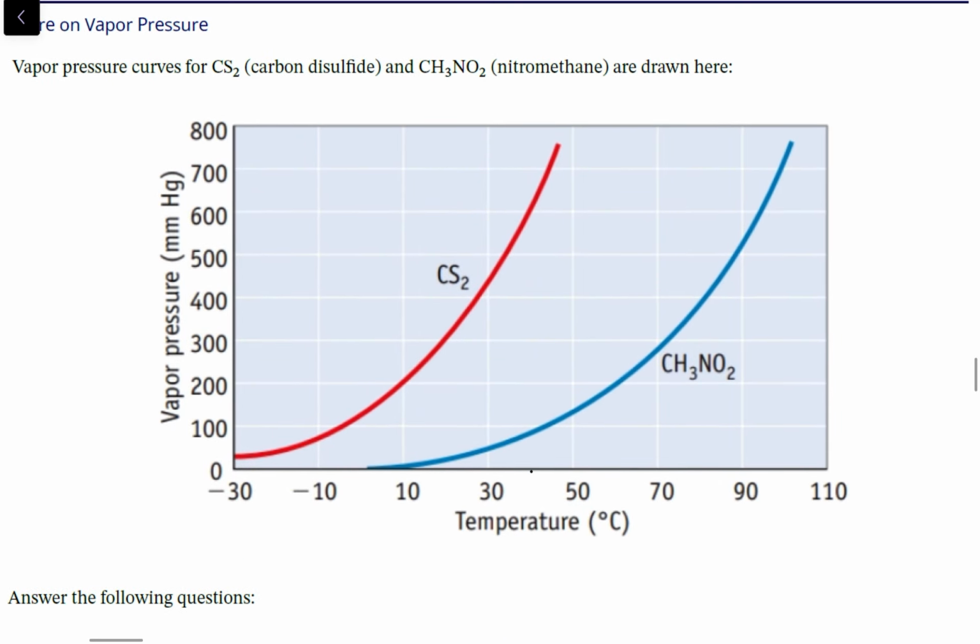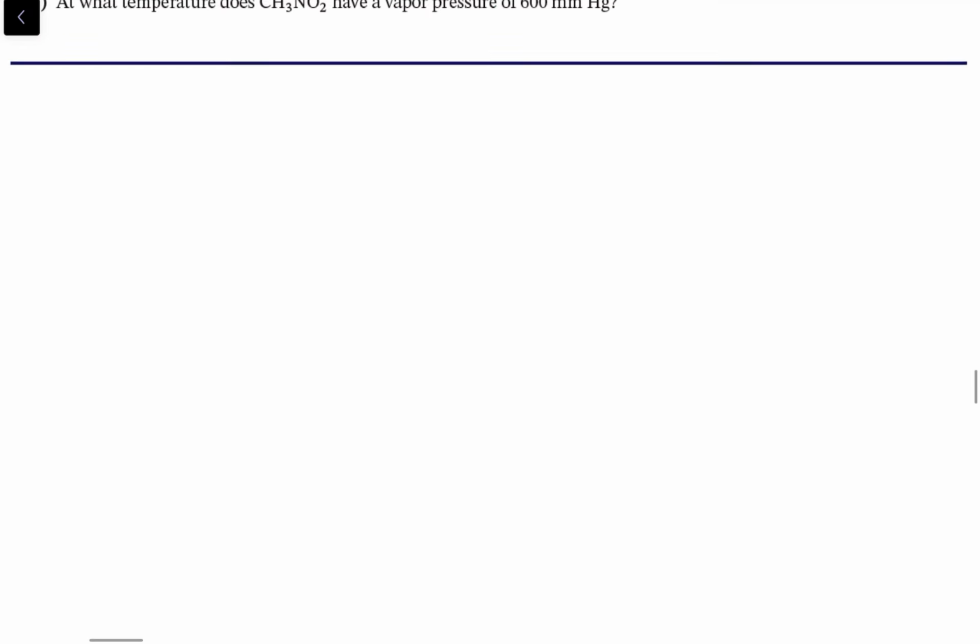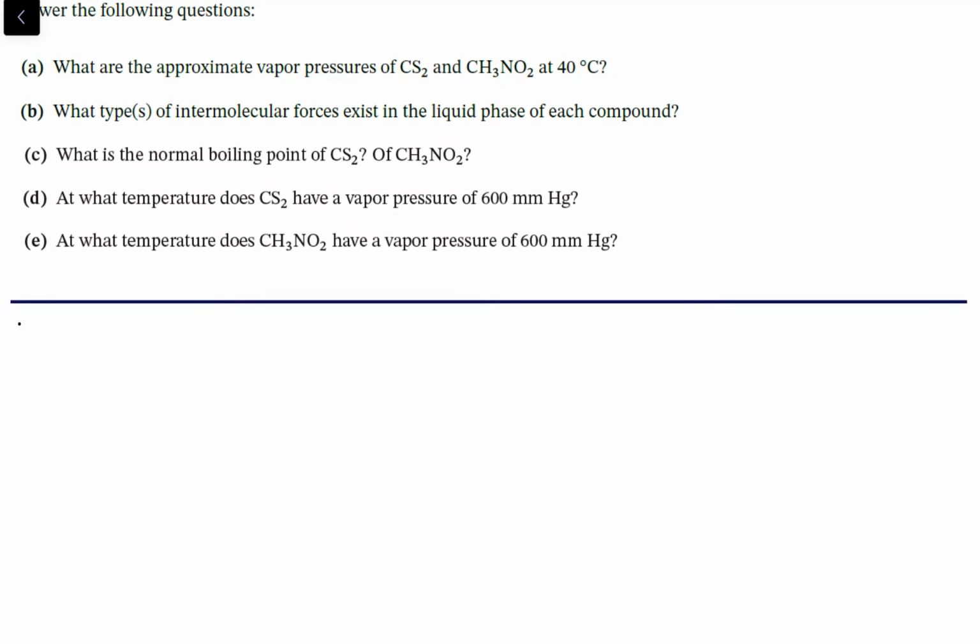So basically what we do is we draw a line here at 40 degrees Celsius, and we read off where they intersect the graph. So for the nitromethane, it's 100 millimeter mercury, or the exact value is apparently 90, and for the carbon disulfide, it is 600. So we can write that down.